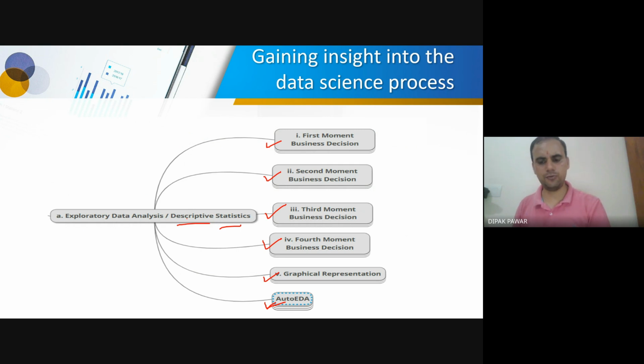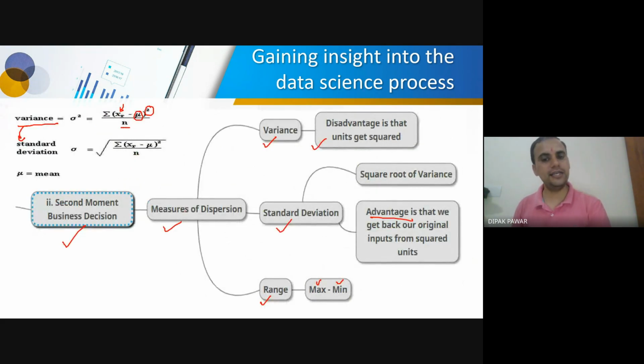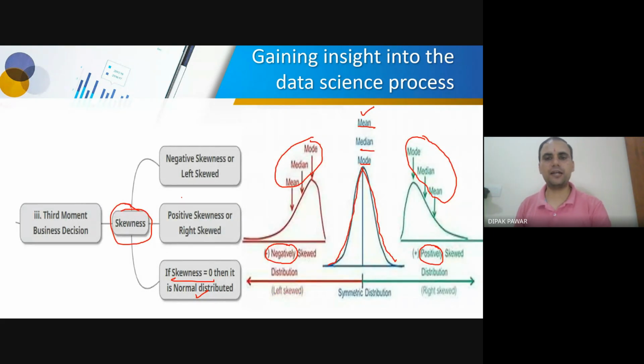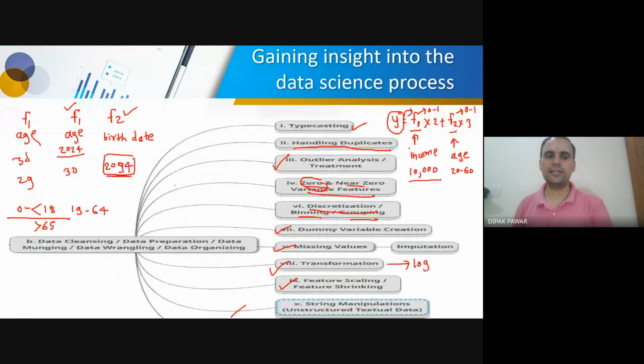In EDA, we have the first moment business decision, second moment business decision, third moment business decision, fourth moment business decision. We also represent our data in graphical form as univariate, bivariate, and multivariate data. Currently, new libraries are coming which perform the EDA part automatically, so we have some auto EDA libraries. We already covered all these steps in detail in the last class, so I will not go into detail. If you have any queries, you can ask me, and we'll discuss this part in the group. We already covered this stuff in the last lecture.